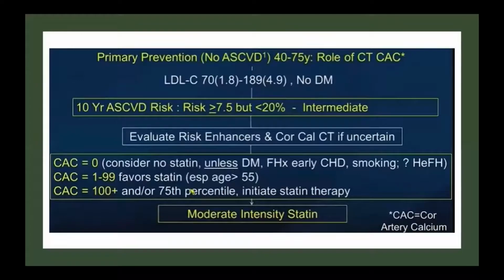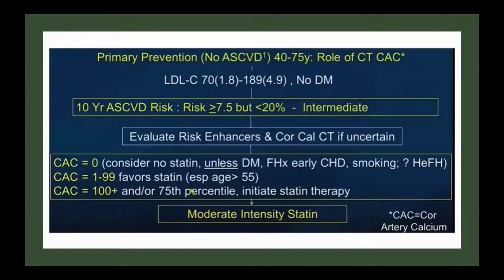Now, this is the algorithm that I've been talking about. You start with primary prevention for people who are 40 to 75 years old, with an LDL between 70 and less than 190, and who are not diabetic. Then you assess the 10-year risk score. If it's less than 5, they are low risk, you just advise lifestyle modifications. Those between 7.5 and 20 are intermediate, and you will need a further assessment. If they're more than 20, then this is clear.